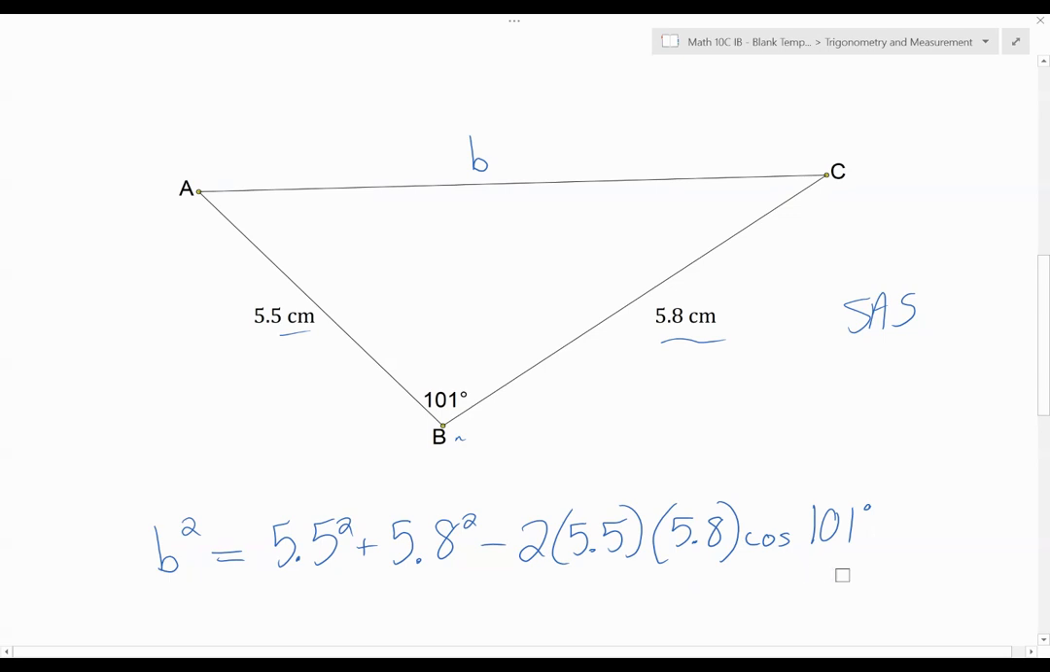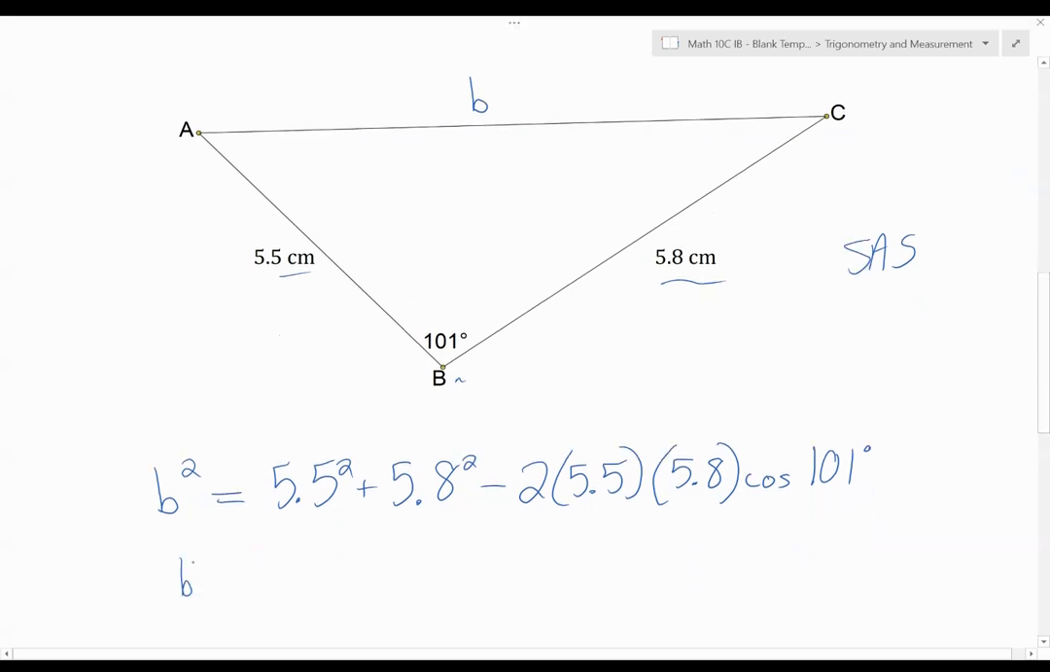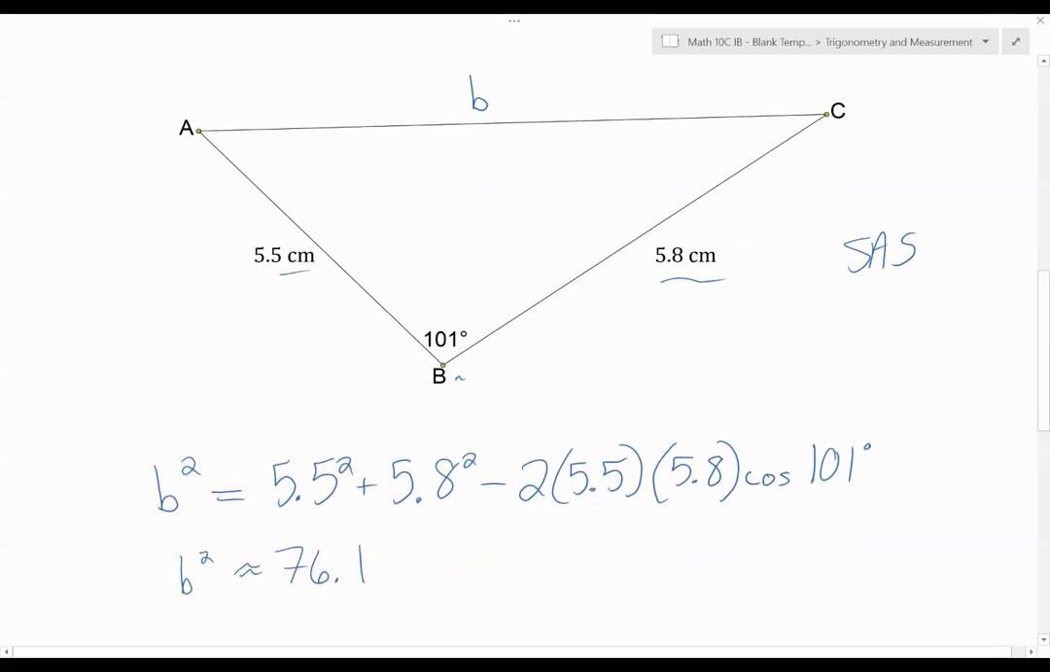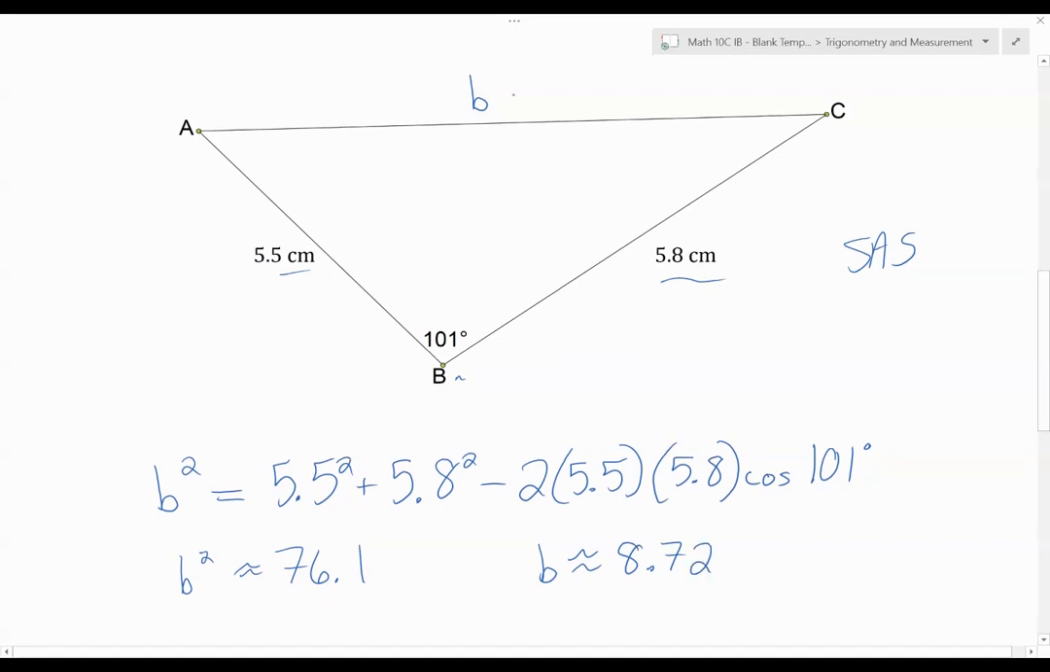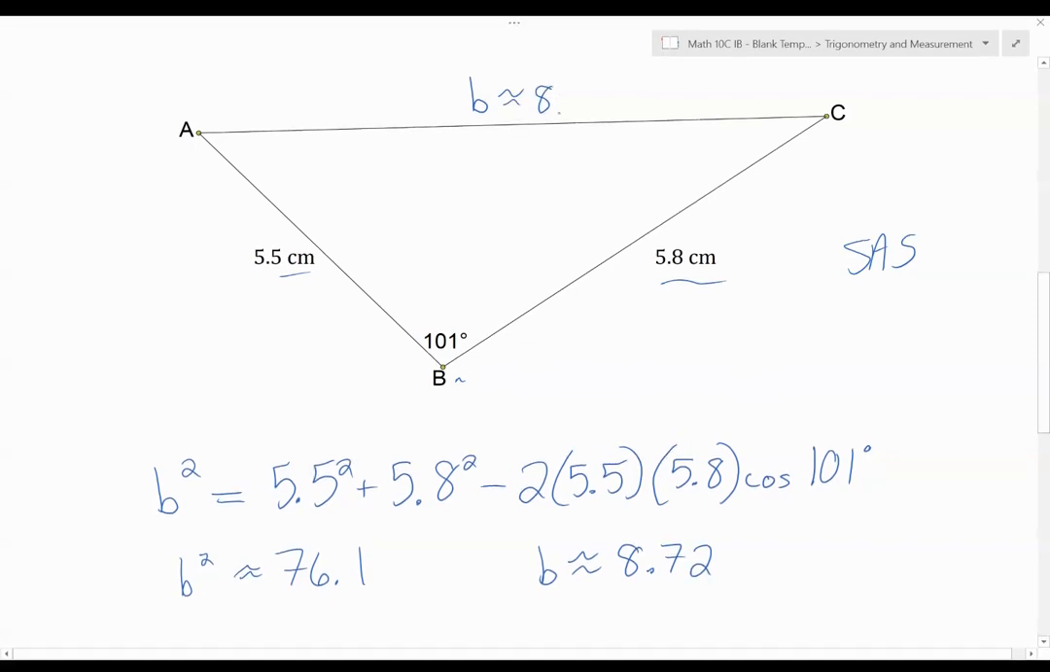So just enter this all in one step, and when you hit enter, you end up with b squared is approximately 76.1. That's not b, I have to actually now take the square root of that. So when I take the square root, I get b is approximately 8.72, which is longest, which is what I was going for. So 8.72 centimeters.